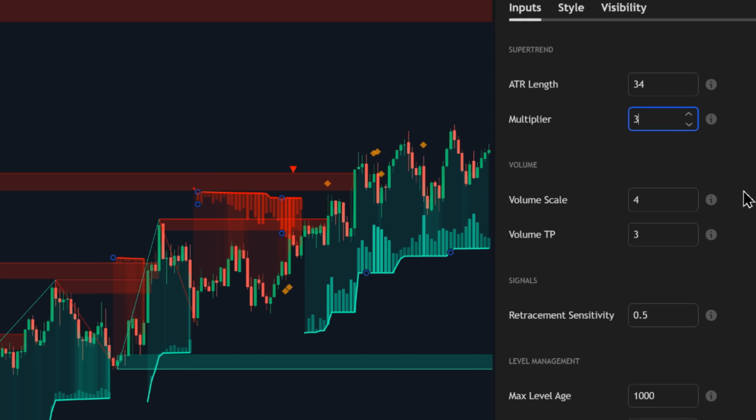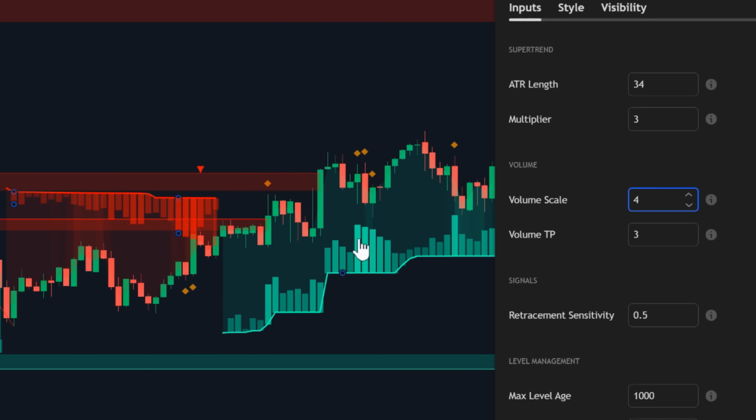Volume scale controls how punchy the volumetric histogram looks relative to recent activity, and volume TP sets how intense a burst needs to be before a diamond prints on the candle.